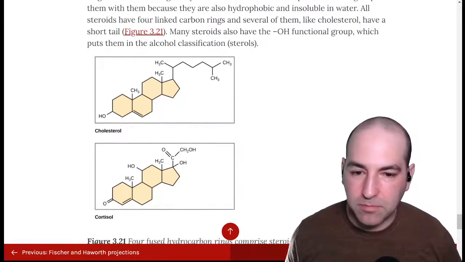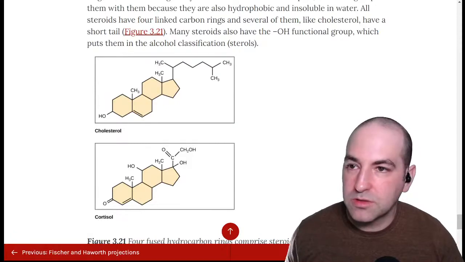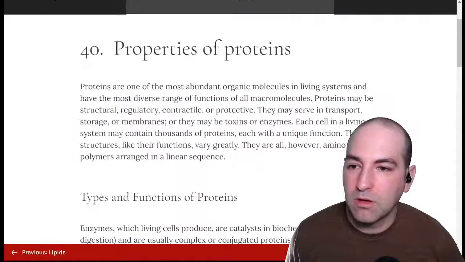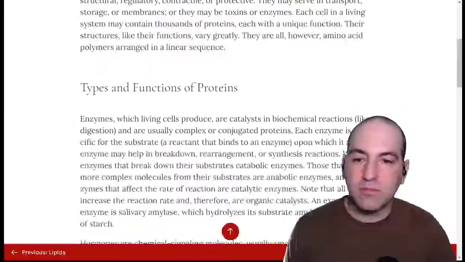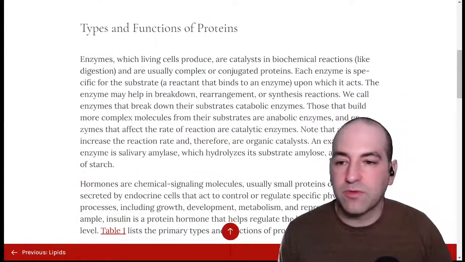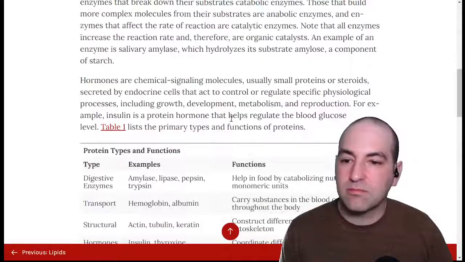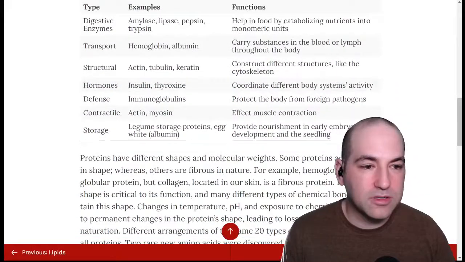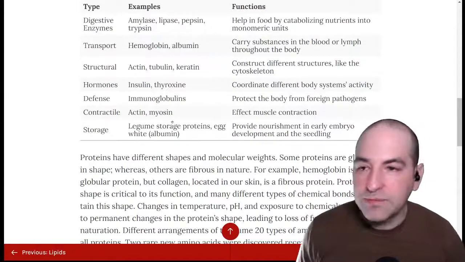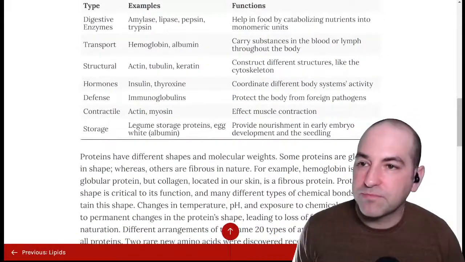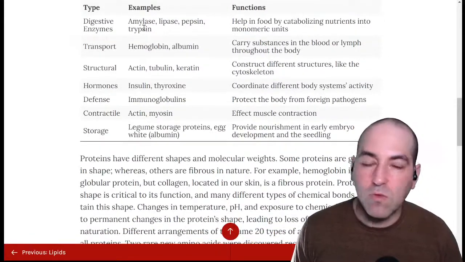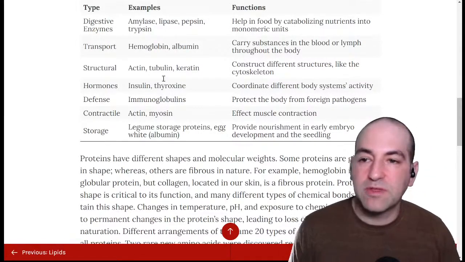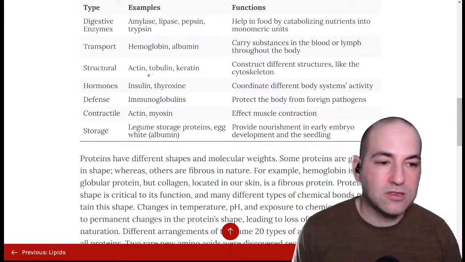All right. Let's then go to the proteins. So you've undoubtedly heard of proteins before. Lots of different things that proteins do throughout the body. So for example, here's a table of some different types of proteins in the body and what they do. So we've got digestive proteins, transport proteins, and some of these connect with some of the things we've already talked about.